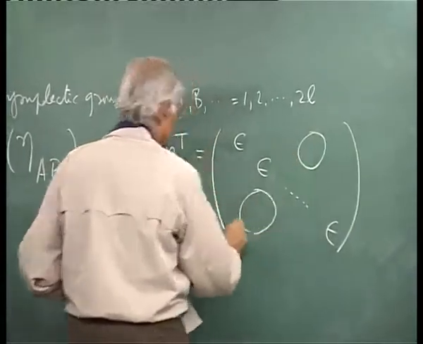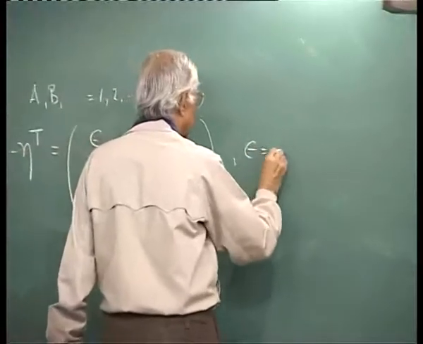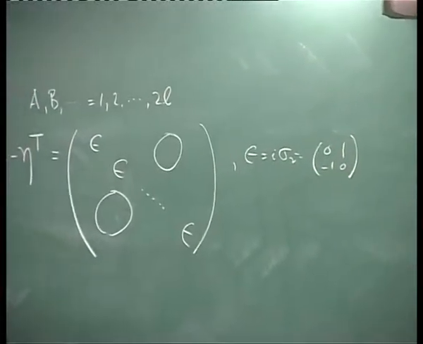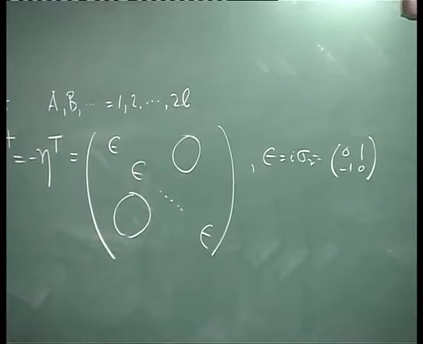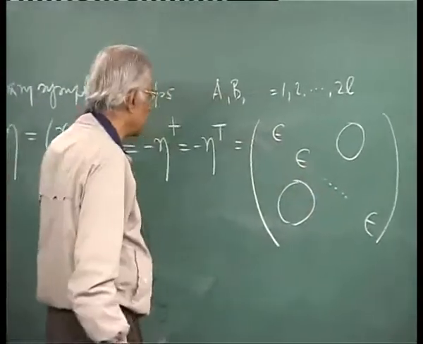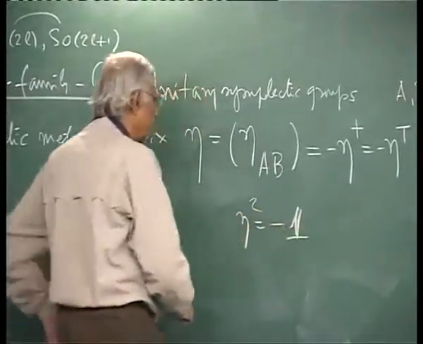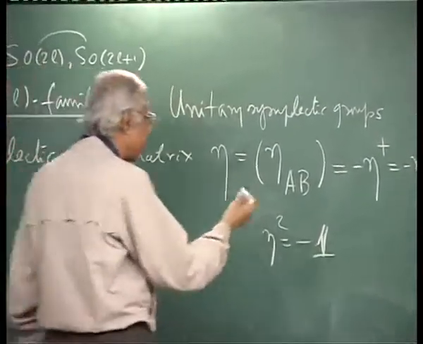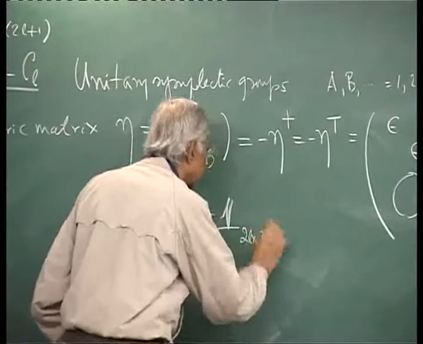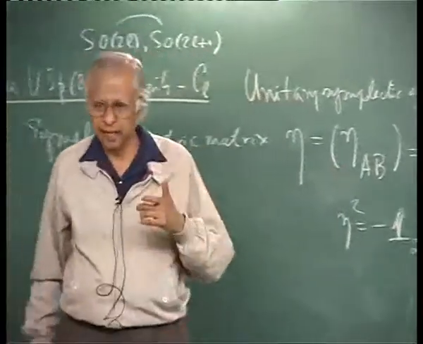I write it in 2 by 2 block form. Along the diagonal, you have the 2 by 2 matrix i sigma 2, which is the antisymmetric Pauli matrix. And how many 2 by 2 epsilons are there here? L of them. The dimension is 2L. And you can also see that the square of this matrix is minus 1. It is in that sense like the symbol i. So this is called the symplectic metric.